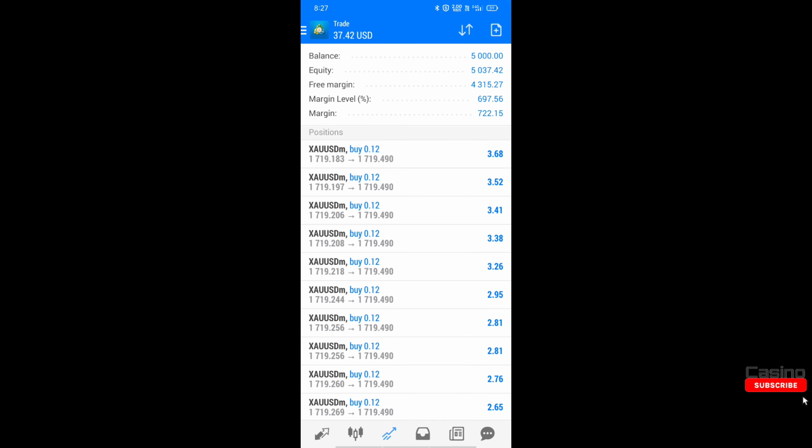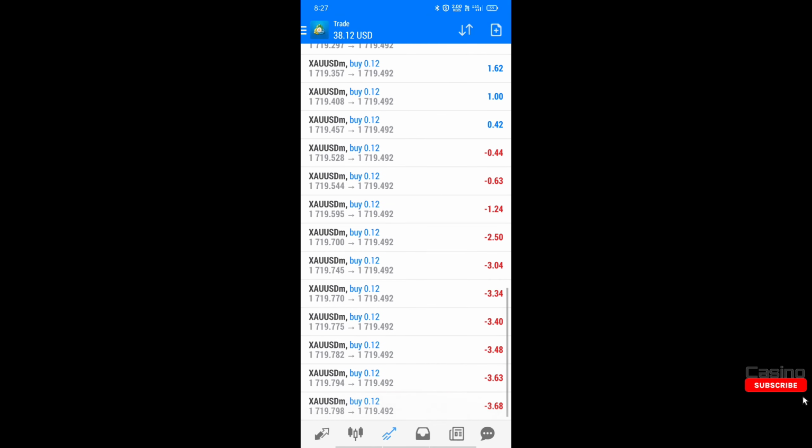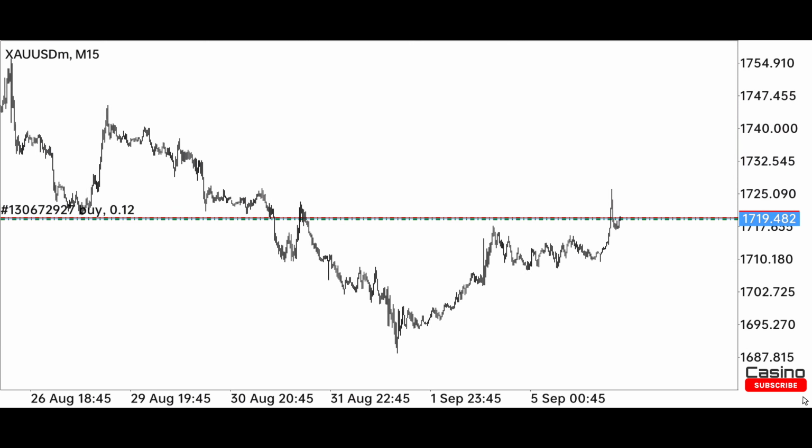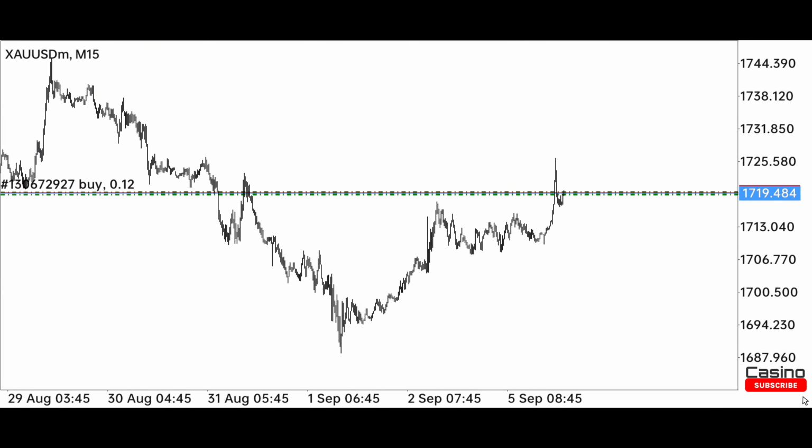Guys, our trade is placed. Our profit is running at $37. We will grow it further. Let me explain to you why I am buying here. If we look at the current trend, then there is an uptrend. We have also placed a trade in the same direction.